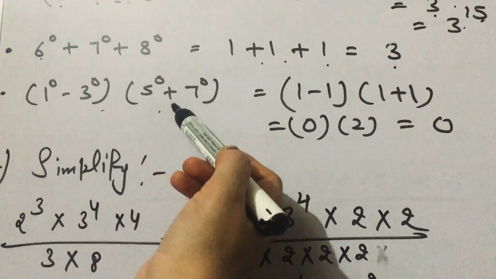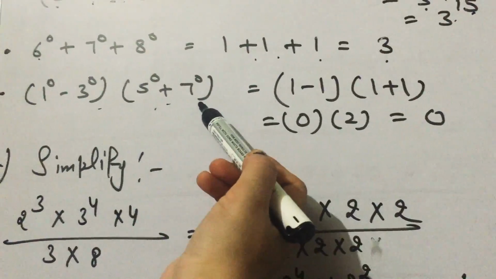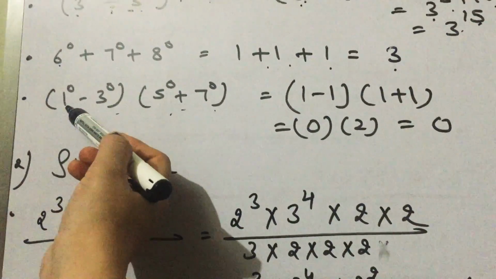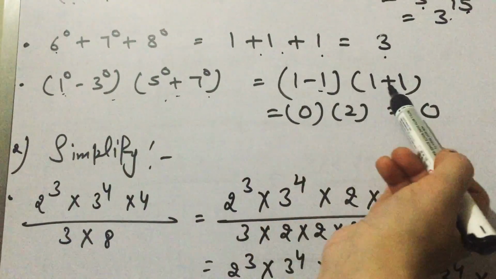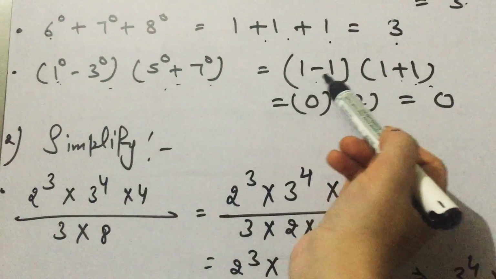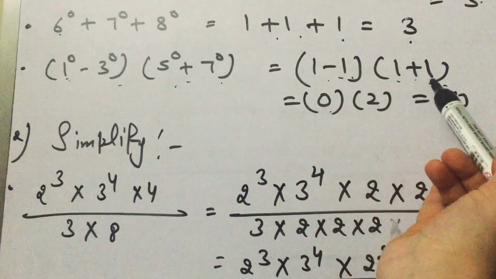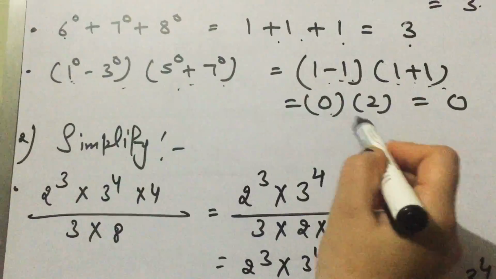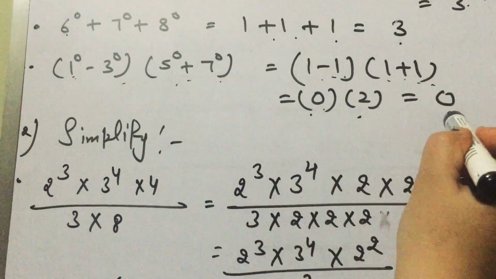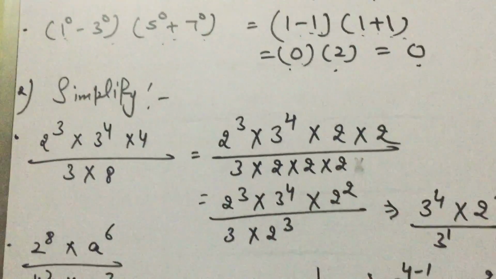In the next bracket, 5 raised to power 0 plus 7 raised to power 0. 1 raised to power 0 is 1. 1 minus 1 times 1 plus 1. 1 minus 1 is 0. 1 plus 1 is 2. If any number is multiplied by 0, we get the answer 0. So the answer is 0 here.